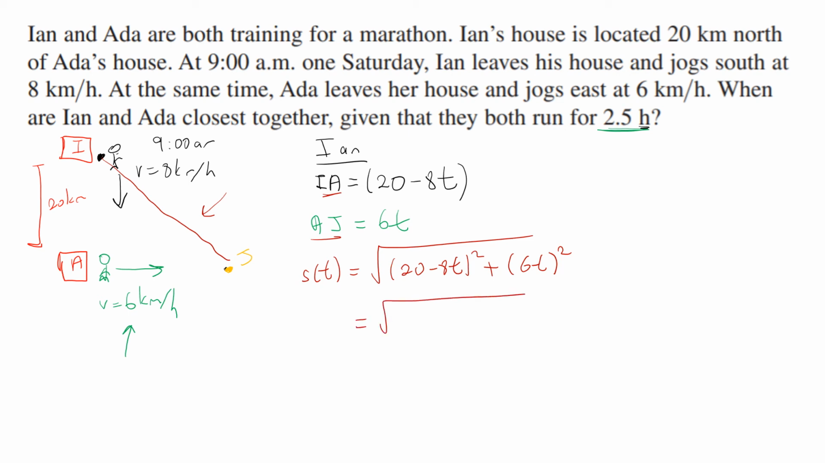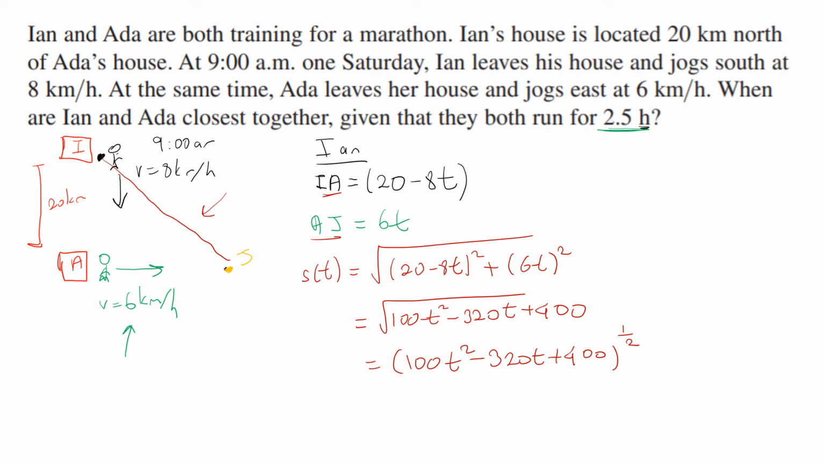So I'm going to expand that to get 100t squared minus 320t plus 400. And I can rewrite it if needed to the power of 1 over 2, because I know I'm going to take the derivative of this. So to make it easier to take the derivative of, I'm going to put the same thing and do the power of 1 over 2.